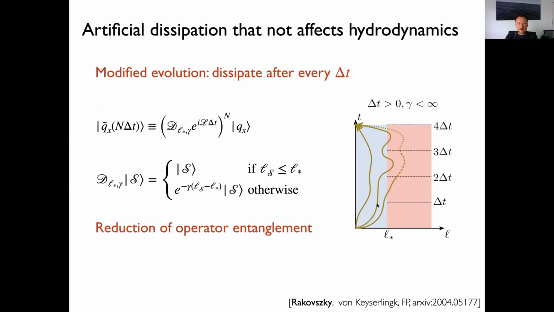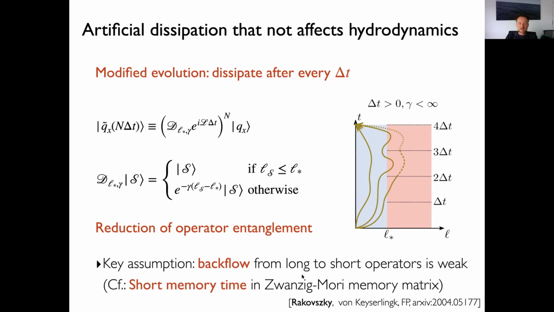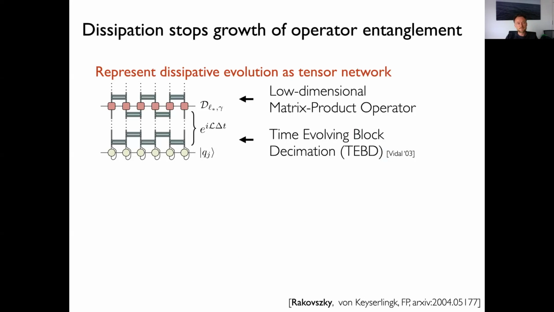Good. And now the way that we perform the time evolution is that we perform the exact time evolution with respect to the Hamiltonian, and then we apply the damping after a certain time. And then we see that operators that have excursions into the space of very long operators will be damped. And the key assumption is that this backflow from long to short operators is weak. Let me comment on this in more detail later on.